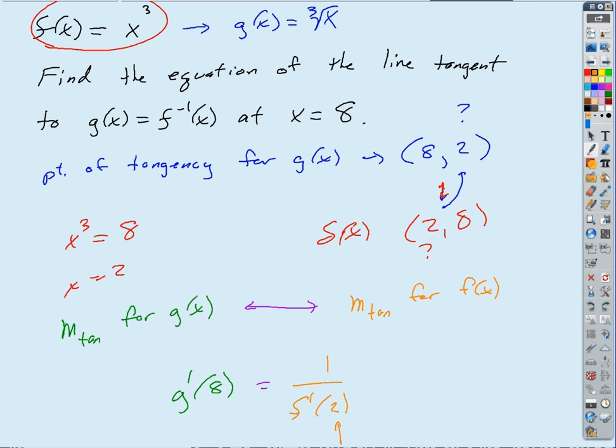Now, I don't want to write the relationship between 8 and 2 in terms of the inverse because theoretically we haven't even calculated the inverse yet. But if the point of tangency for the blue line was (8, 2), the corresponding point for f of x was (2, 8). Everybody see that? So if I want to calculate g prime of 8, that's equivalent to calculating 1 over f prime of the other point, which would be g of 8. You see what I'm saying?